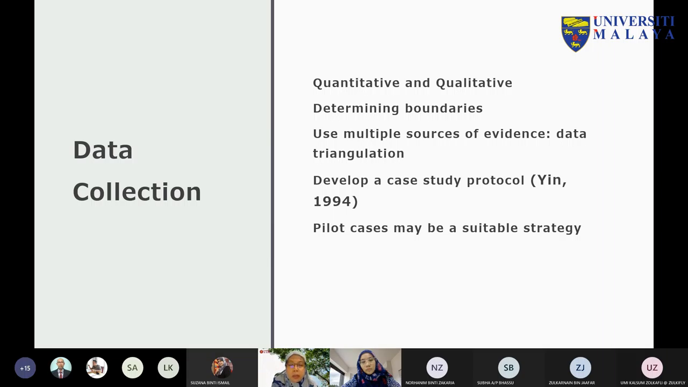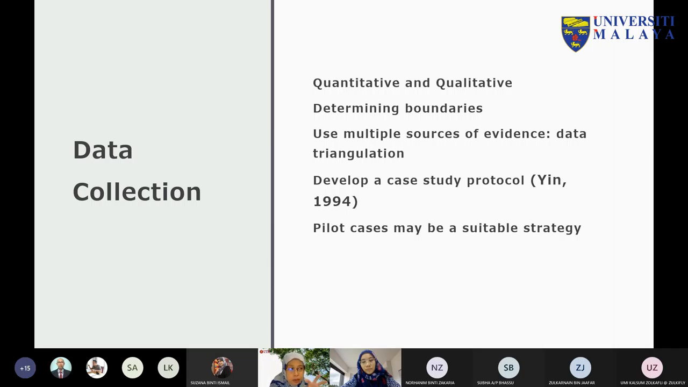Use multiple sources of evidence. So Yin says it is good to have multiple sources of evidence, but you must make sure all are converged. Dia menguatkan result tu. Dia bukan integrated tau. Converge ni dia saling menyokong. Kalau integrate, dia gabung. Ini saling menyokong, converge. Dalam other books, it's called convergent validity.